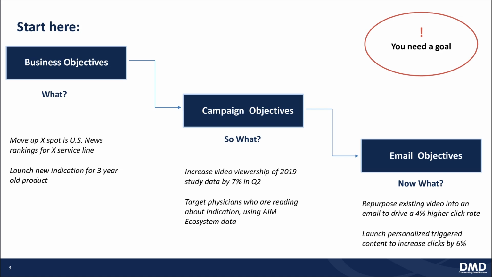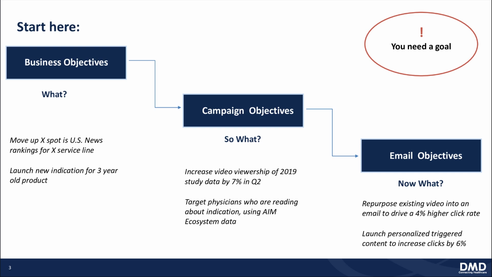And again, my strategy here is I'm thinking if I can get people to watch my videos, they're going to understand that I am the smartest cardiology department in the United States, and they'll vote for me in those U.S. News and World Report rankings. Now, at an email level, each and every email that I send should go to that campaign objective and thereby that business objective. So now I would think about repurposing existing video into an email. Instead of just driving people to the website, I would put the video right in the email itself to drive a higher click rate through to the other videos that I have and increase viewership right in the email.